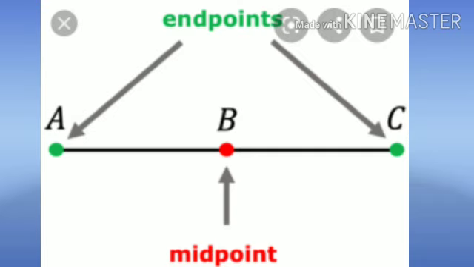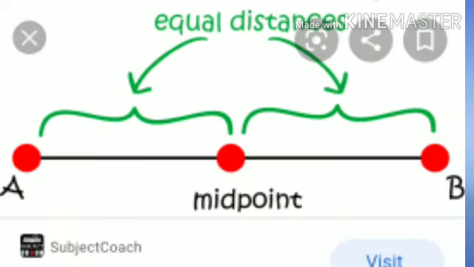Next is midpoint. Midpoint means the central point. The central point of a segment is called the midpoint. In this figure you can see that a segment AC is there and B is the central point of the segment AC. So B is called the midpoint. A midpoint divides a segment, a line, into two equal parts.